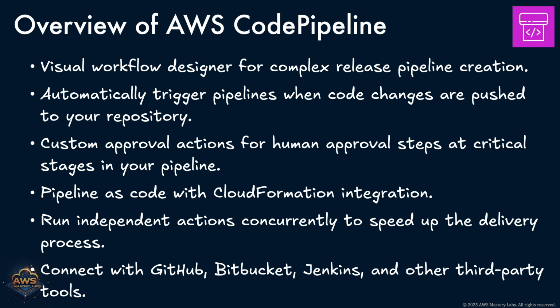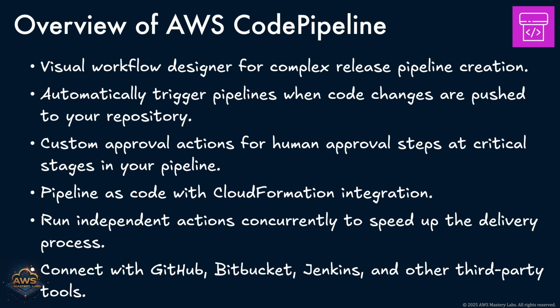For speed and efficiency, CodePipeline allows parallel action execution. If your build and test processes don't depend on one another, you can run them side by side, cutting down on wait times and accelerating delivery. CodePipeline also plays well with others. It offers native integrations with third-party tools like GitHub, Bitbucket, Jenkins, and many more. Whether you're using open source tools or commercial platforms, you can easily plug them into your pipeline stages.